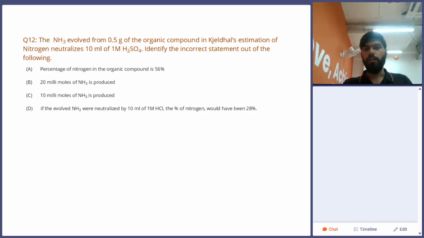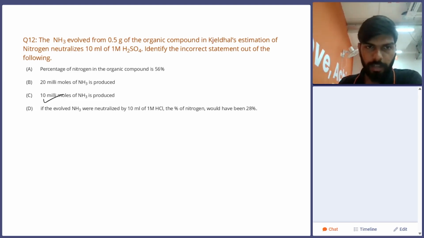Next. In this question, if you look at it very carefully, the ammonia evolved from 0.5 gram of organic compound in Kjeldahl estimation of nitrogen utilizes 10 ml of H2SO4. Identify the incorrect statement out of the following. While solving, 10 millimoles of ammonia is produced, that is the incorrect statement for this question. Okay, next one.